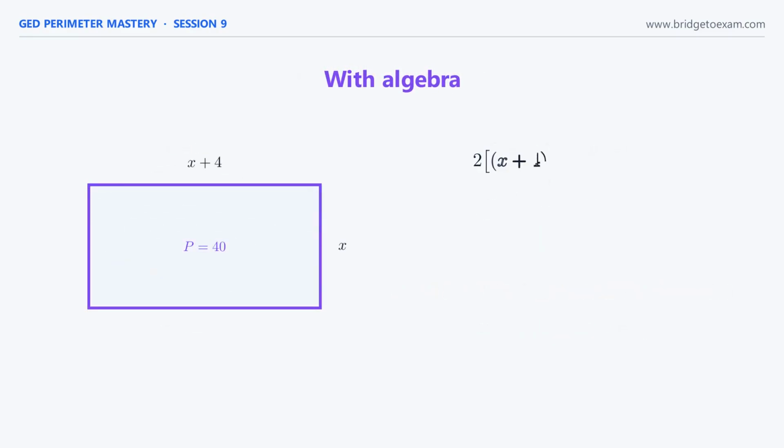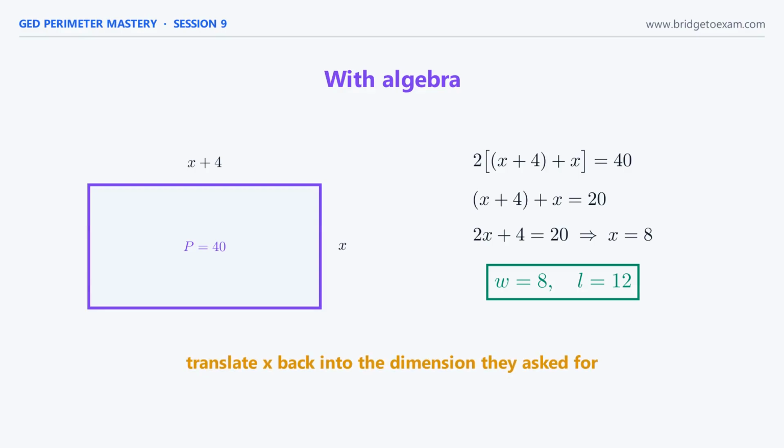Now with algebra. A rectangle has length x plus 4, width x, perimeter 40. Divide by 2. X plus 4 plus x is 20. Combine. 2x plus 4 equals 20. So x equals 8, which means the width is 8 and the length is 12. Always translate the variable back into the dimension they asked for.